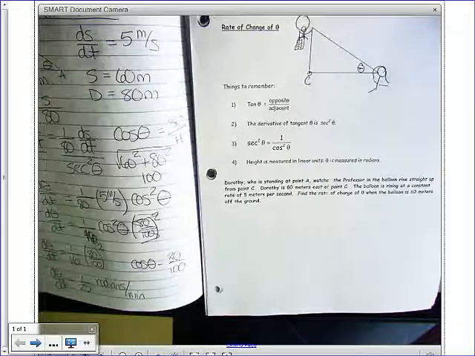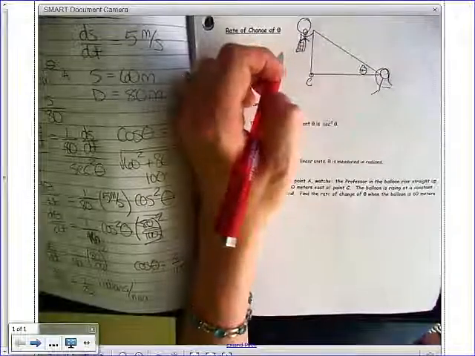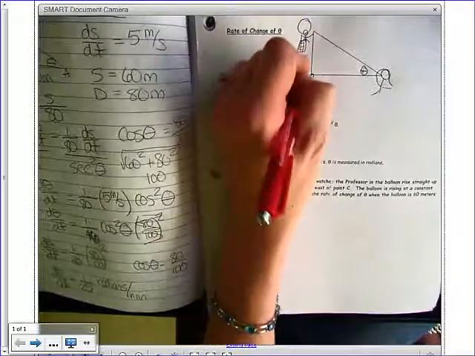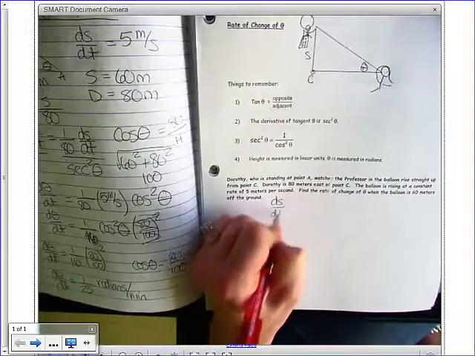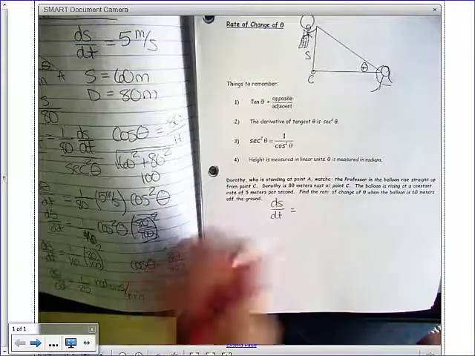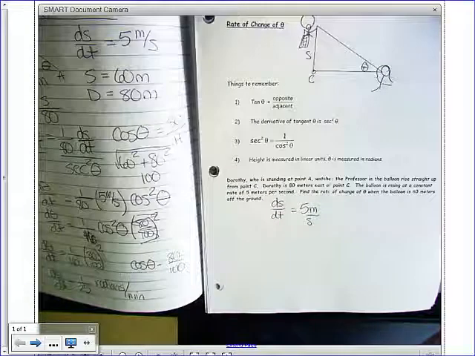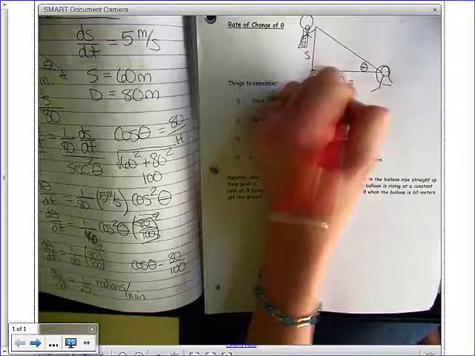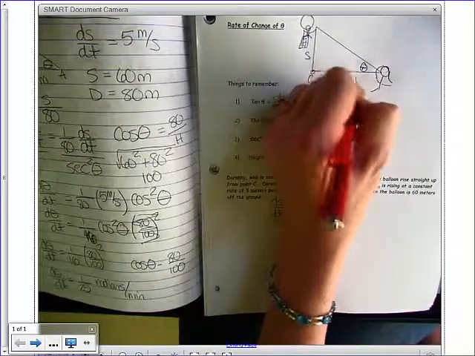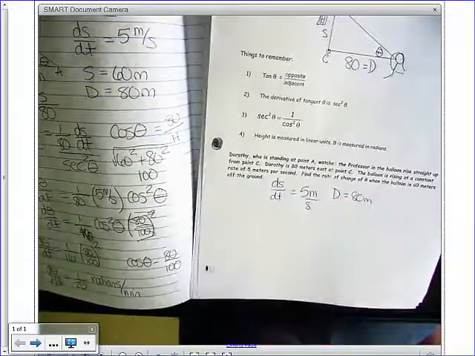The balloon is rising at a constant rate of 5 meters per second. So we're going to say, let's just call it the S for side. We're going to say ds dt equals 5 meters per second. What else did they tell me? They told me Dorothy is 80 meters to the east of point C. So we're going to stick 80 meters on Dorothy. We're going to call D for Dorothy. D equals 80 meters.